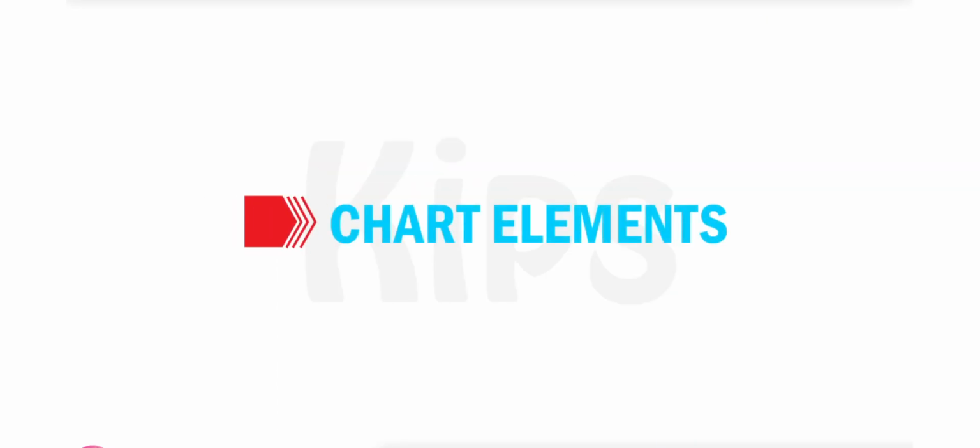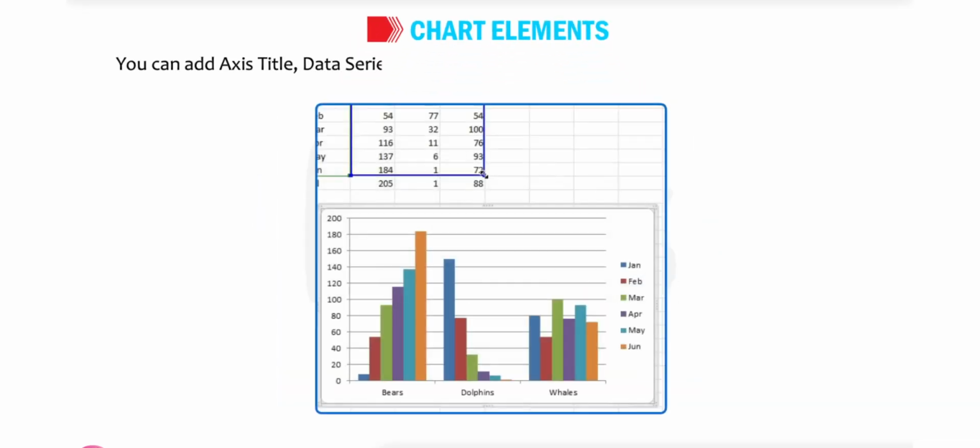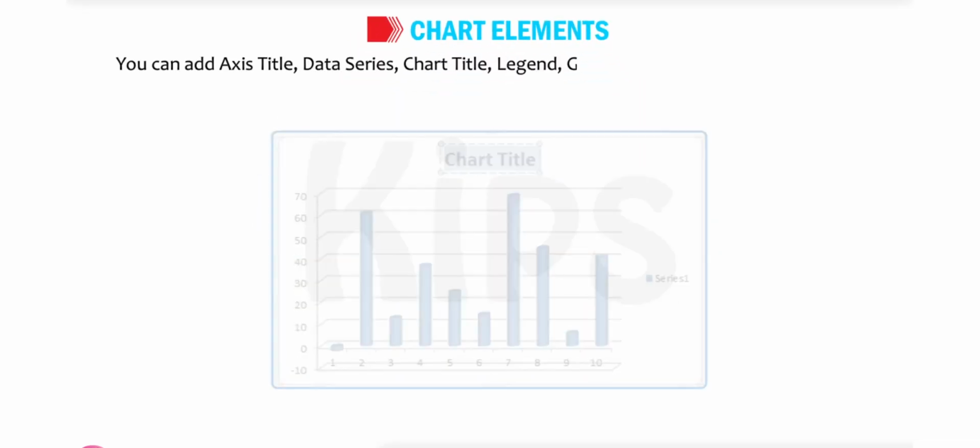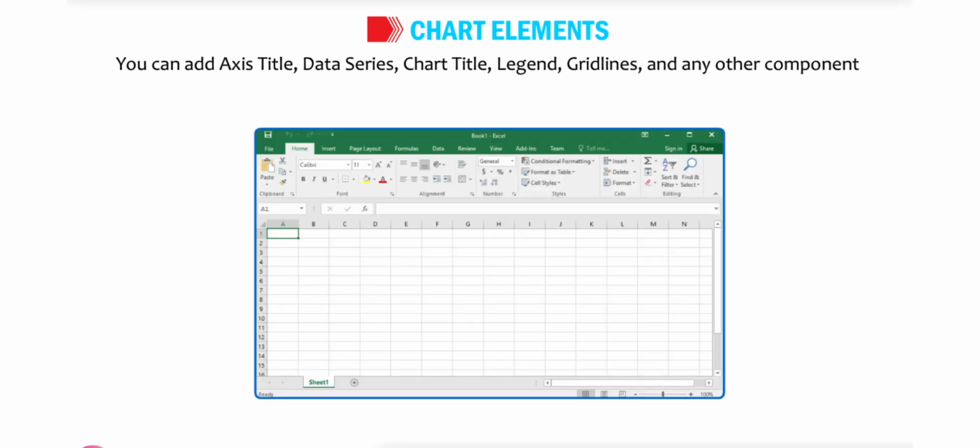Okay, let us now talk about chart elements. You can add axis title, data series, chart title, legend, grid lines and any other components of the chart whenever required. Adding a chart title. Click on the chart and follow the given steps.